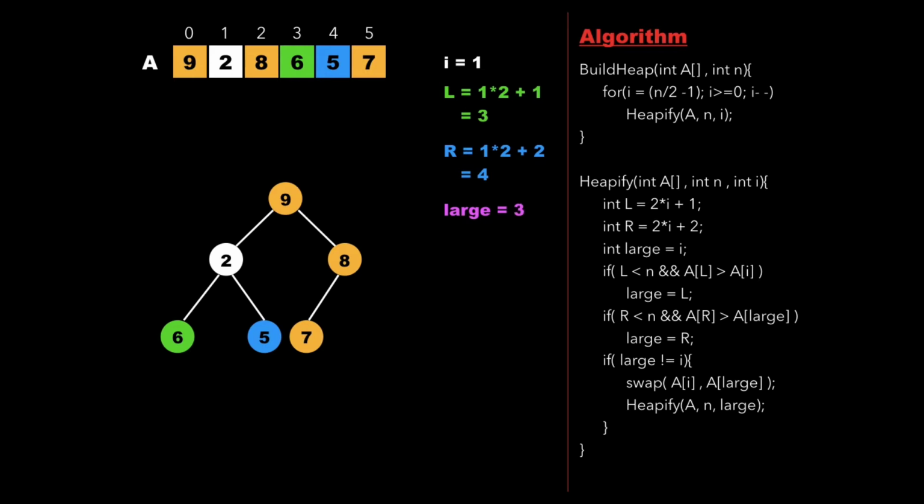Again we check whether 5 is greater than 6. Since 5 is less than 6, therefore we do not update the value of large. And finally we compare the values of large and I. Since both these values are different, therefore we swap the elements at A of I and A of large. That is we swap 2 with 6 and again call the heapify function.